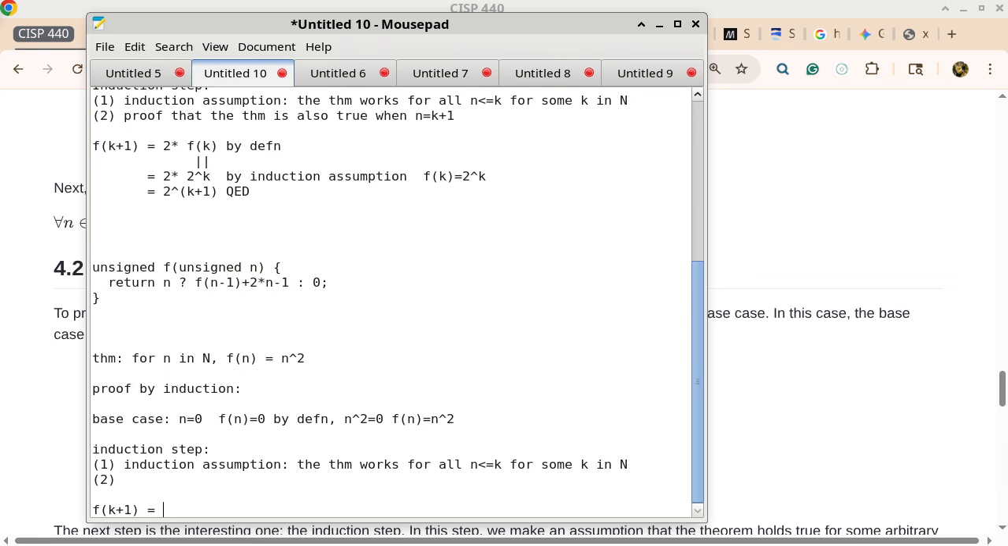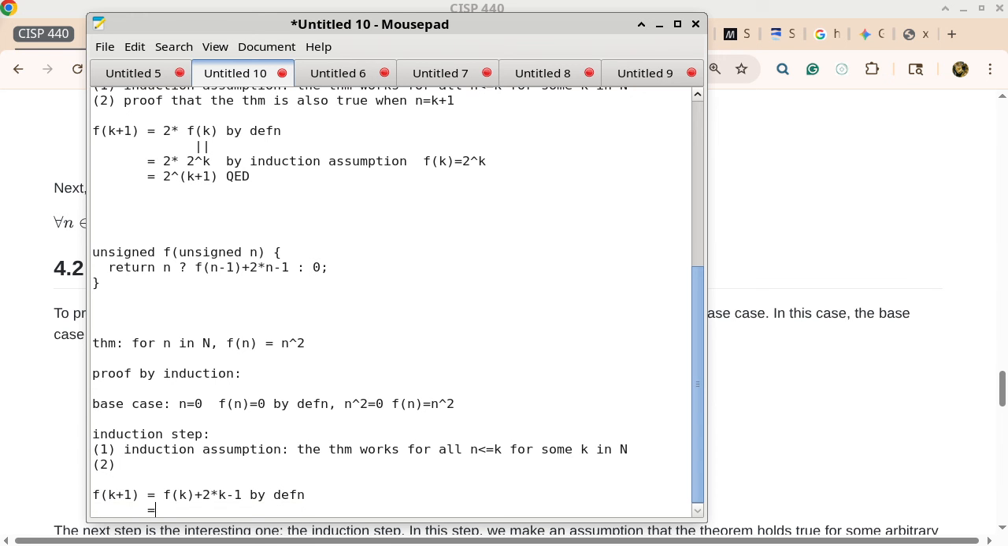So the recursive call in this case is going to be f of k plus 2 times k minus 1. Is that okay? That's by definition too. This is by the definition of f itself. But because of the induction assumption, we already know that f of k is the same thing as k squared. So now we do the substitution. f of k is now k squared plus 2 times k minus 1.